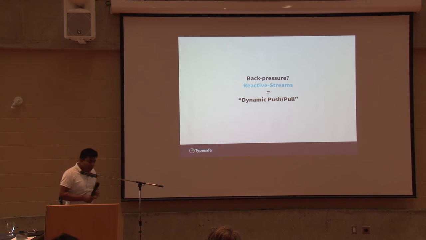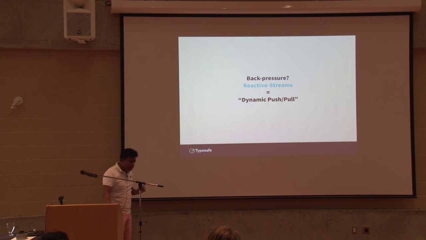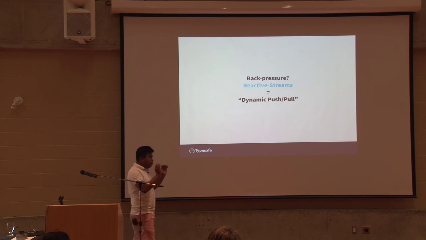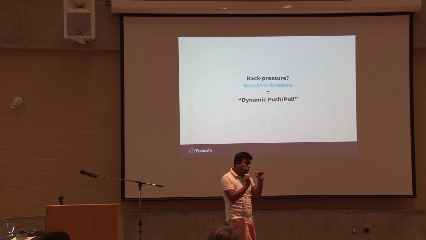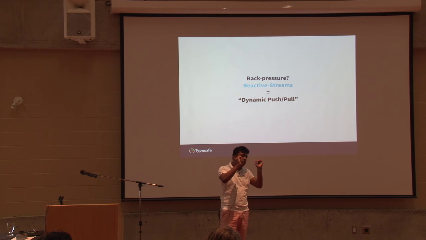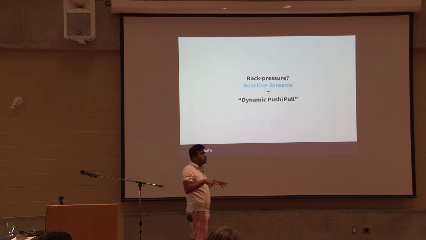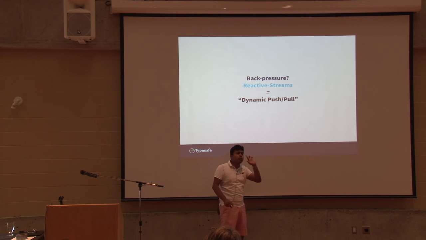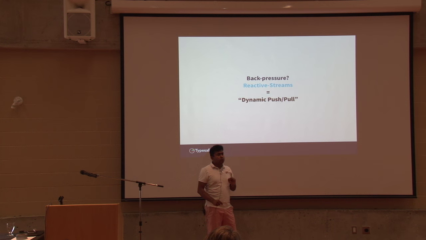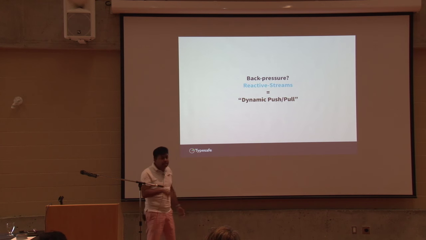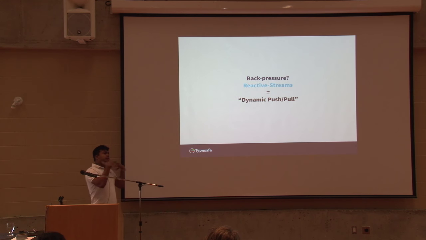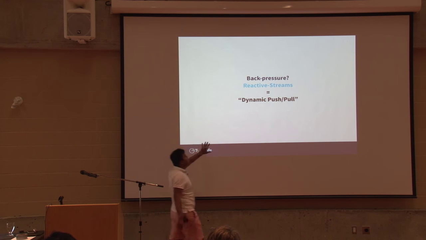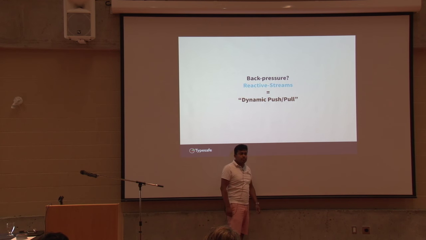So the idea is, because what happens in the real world, you will see scenarios where sometimes your subscriber is faster than the producer, sometimes it changes the other way around. It's almost dynamic. So any back pressure solution that you implement on top of this has to toggle between these two models. So the idea behind reactive streams is essentially implementing this idea of back pressure, which can do dynamic push and pull.